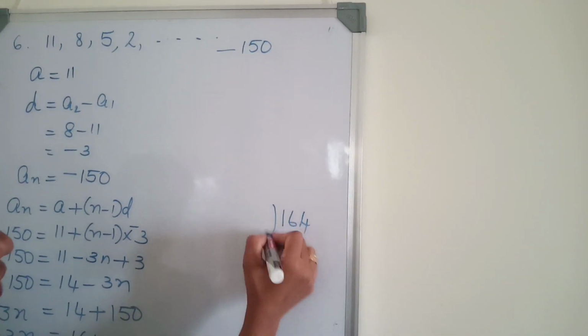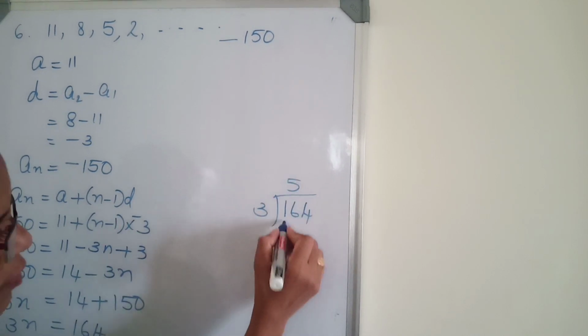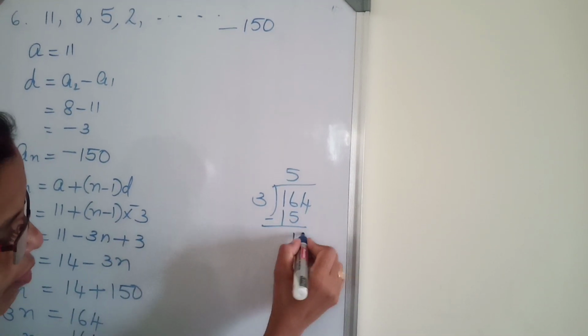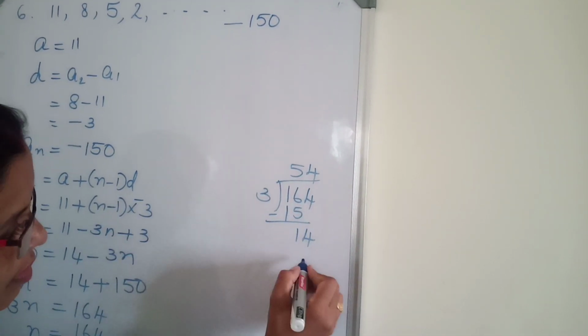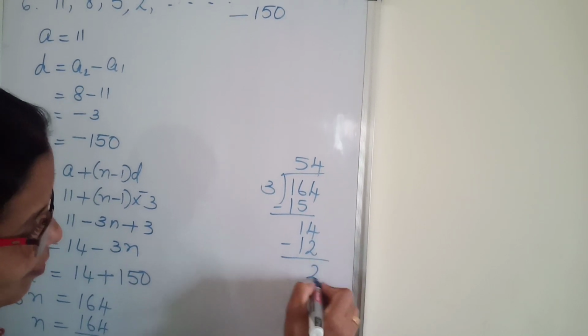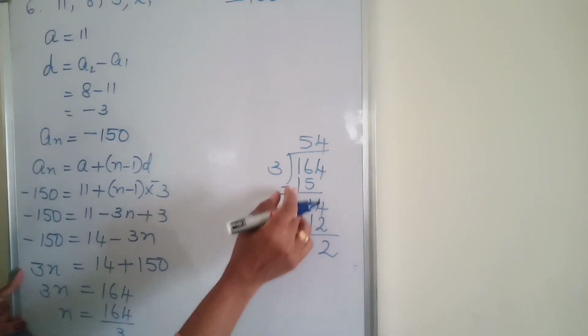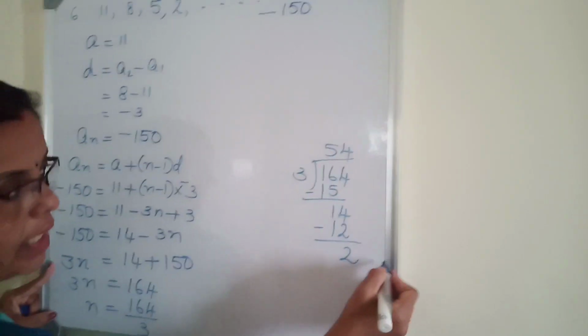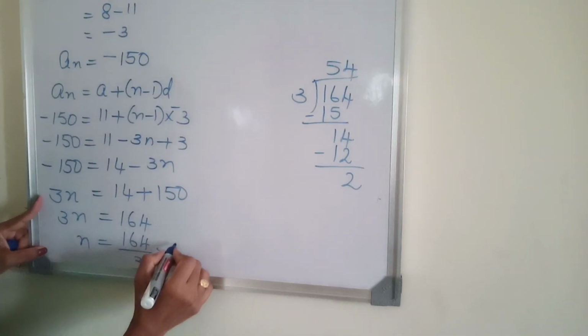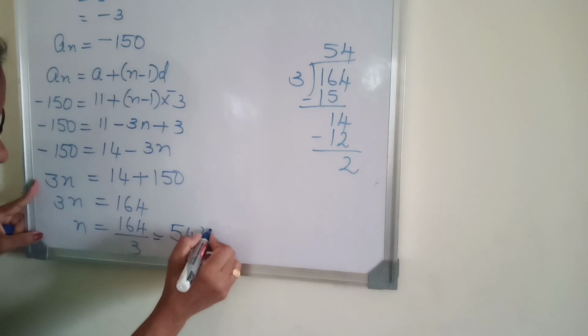164 by 3 when you divide. 3 5s are 15. Remainder 1, 14. 3 4s are 12. Remainder 2. So we are getting a fraction. If you want you can continue or we can stop this. We will get 54 and 2 by 3.